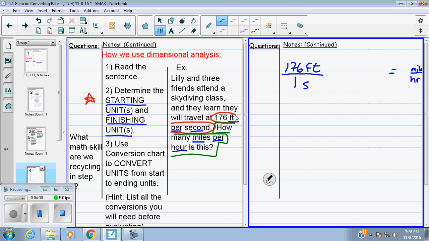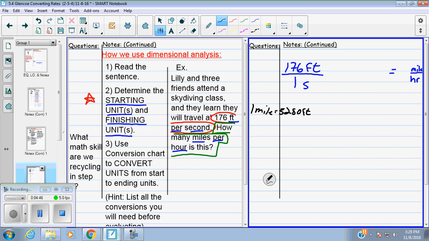Yeah, you're right. 1 mile equals 5,280 feet. So there is a conversion we can use for that. Is there any conversion from seconds to hours on that chart? Yeah, you're right, there isn't one.